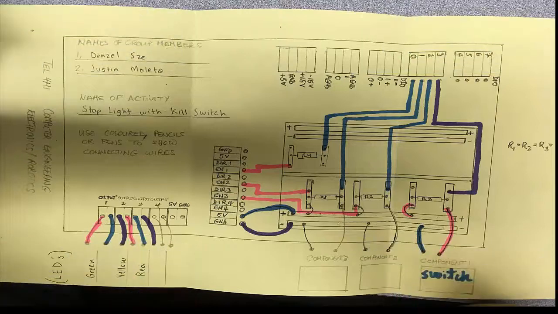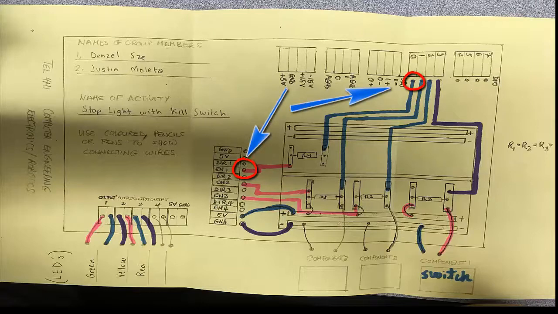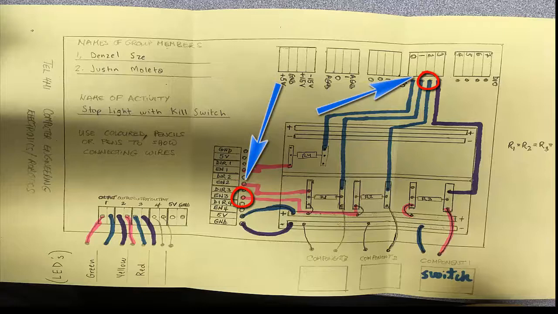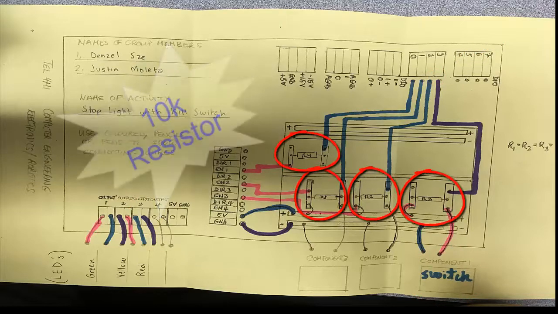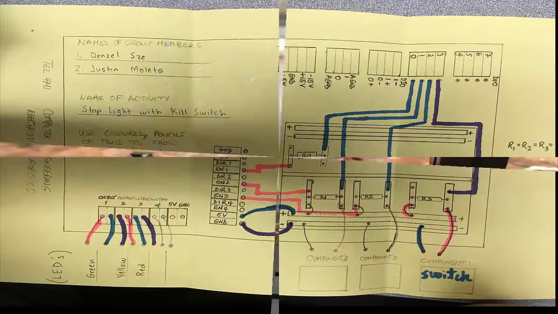Here's a quick diagram of how we wired our board. We place wires connecting from DIO0 to enable 1, DIO1 to enable 2, and DIO2 to enable 3. After that, we will connect the green LED to output 1, an amber LED to output 2, and finally a red LED to output 3. We also need to attach a switch to DIO3. Keep note that there is always a 10K resistor in each one of these connections.